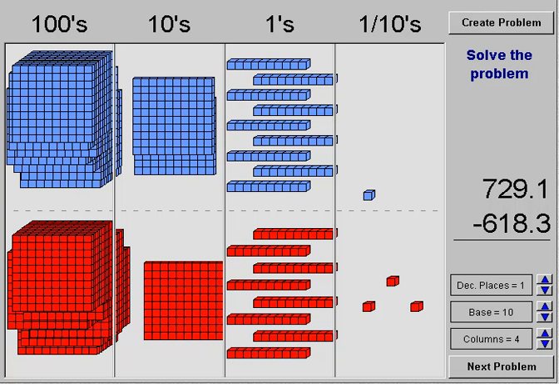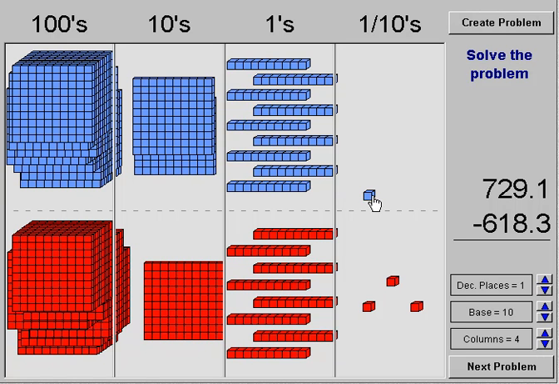Okay, we're going to take a look at some subtraction problems with decimals, starting with base 10 blocks, and then we'll go from there. So we look at this problem, 729 and 1/10 minus 618 and 3/10. What we are going to do first is match up each place value to see what's going on.